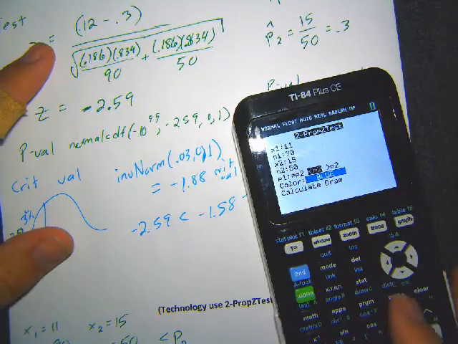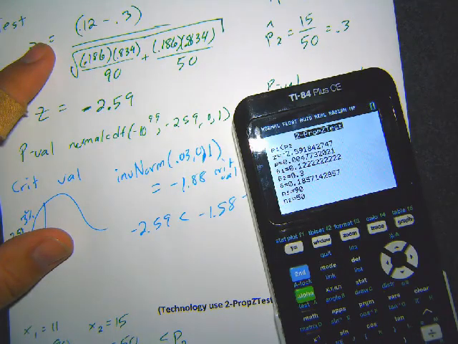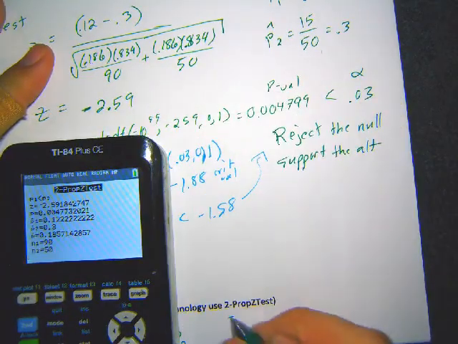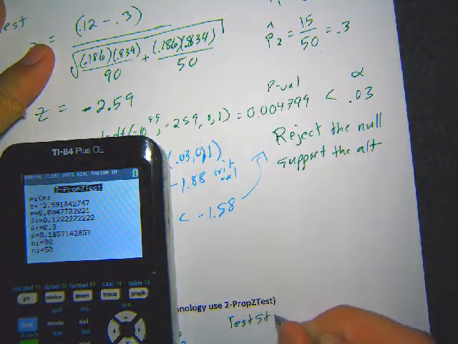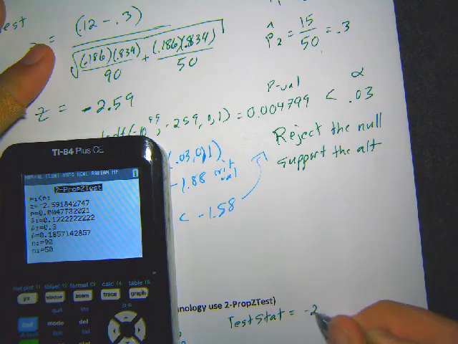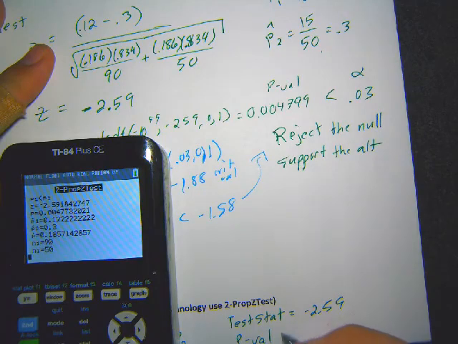And so I do all that, type it in, hit calculate, and it should just give us the same information we got by hand. It should give us the test statistic, which is negative 2.59. And the p-value, which I just call p, is 0.004.